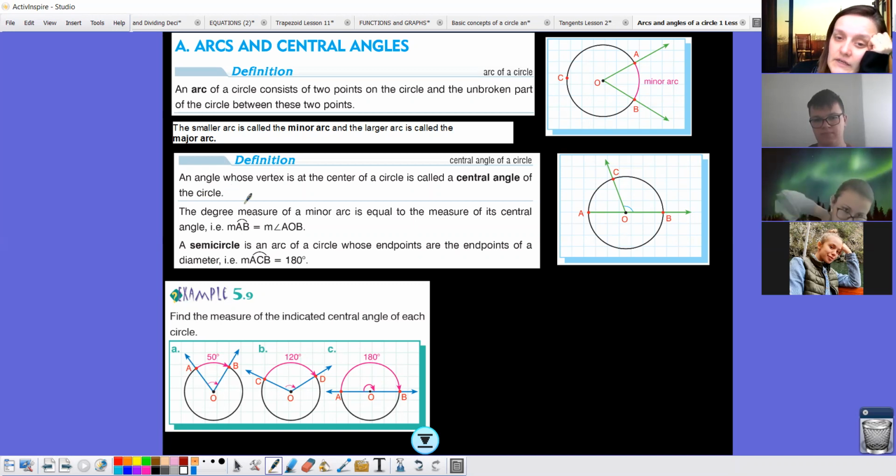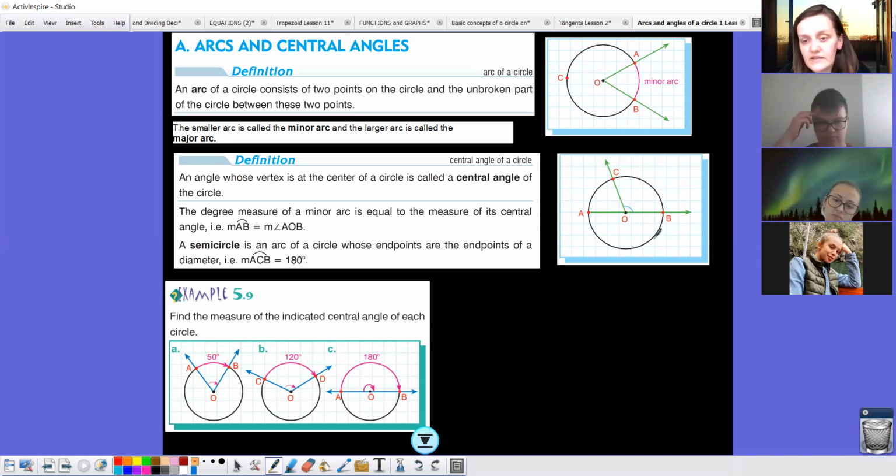An angle whose vertex is at the center of a circle is called a central angle. So the vertex is this one. If the vertex is the center O, this angle, for example, BOC, is a central angle. AOC is a central angle. Okay, and here there are some important properties about this central angle and the arc.